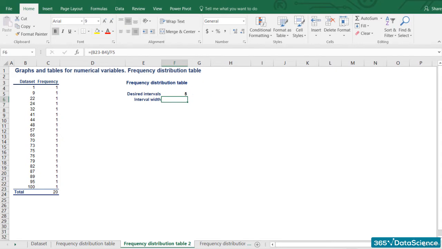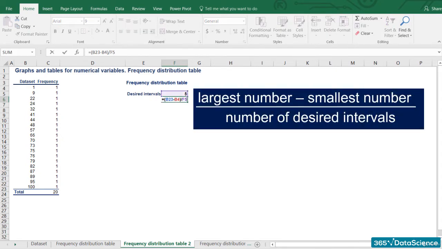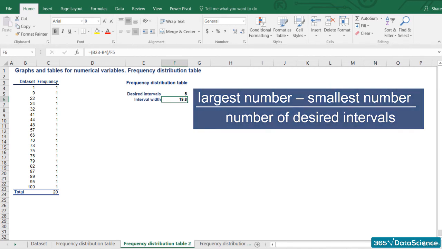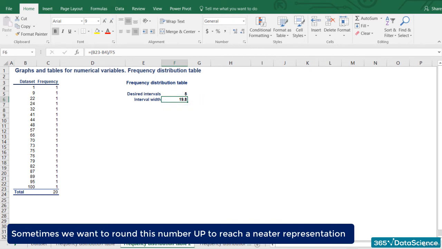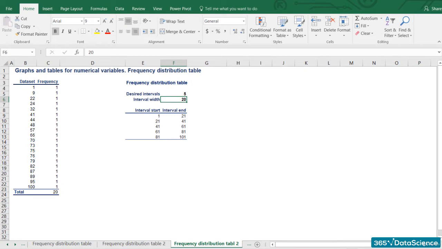The simple formula that we use is as follows. The interval width is equal to the largest number minus the smallest number divided by the number of desired intervals. In our case, the length of the interval should be 100 minus 1 divided by 5. The result is 19.8. Now, we want to round this number up in order to reach a neater representation. Therefore, our intervals will be as follows. 1 to 21, 21 to 41, 41 to 61, 61 to 81, and 81 to 101. Each interval has a width of 20.